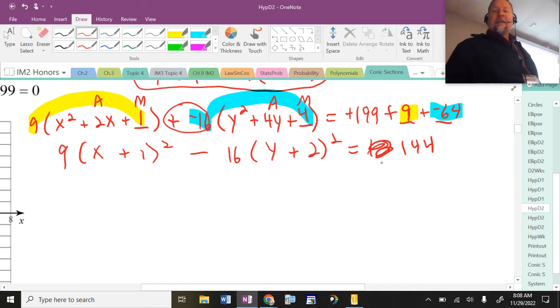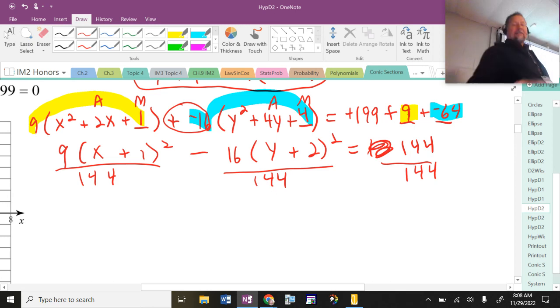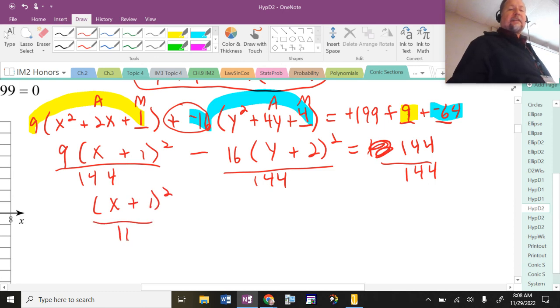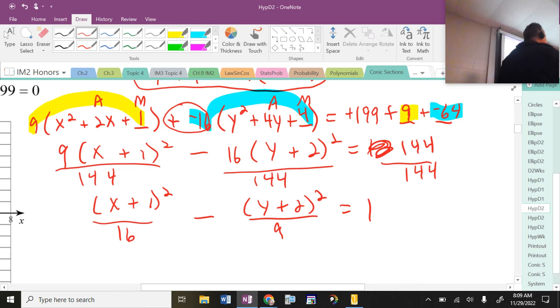You know what 9 times 16 is, by the way? 144. So that means this is (x plus 1) squared over 16, and then this is (y plus 2) squared over 9 equals 1. I think completing the square is good enough on that. I don't want to spend a whole bunch of time, and it's already at 8:09. But the center would be -1.